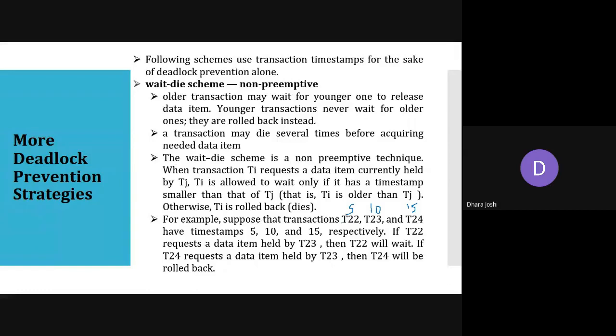So you can remember it this way: the first word is for the senior, the older one, and the last word is for the younger or junior. So the older or senior will wait, and the younger or junior will die, and die means rollback. It will be killed, and the transaction needs to be started again. Okay, is everyone clear with this? What is the wait-die scheme?